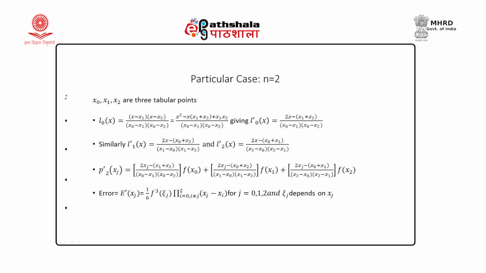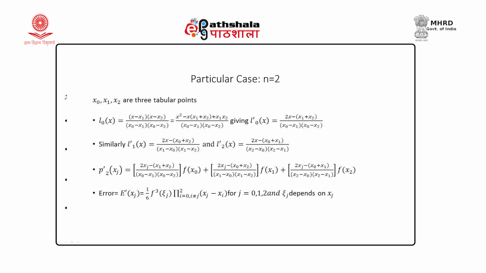So, this is p 2 dash x j, and what is the error? E dash x j will be 1 upon (n plus 1) factorial, n is 2. So, 2 plus 1 is 3, 3 factorial is 6, 1 upon 6, (n plus 1) derivative, f 3 derivative at the point xi j, and product i equal to 0 to 2, i different from j, x j minus x i.